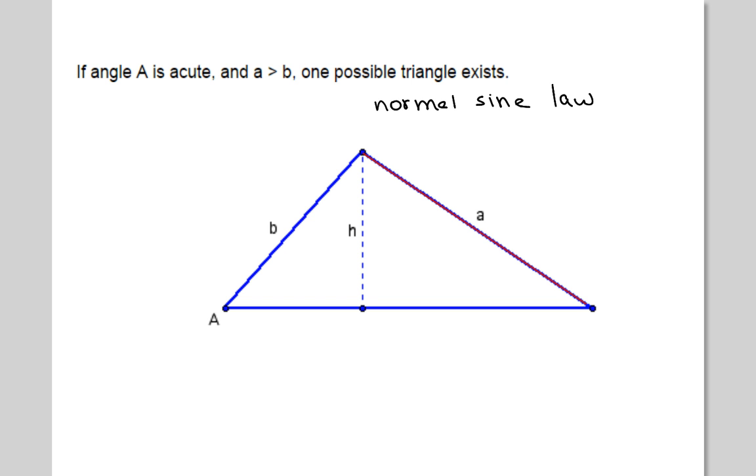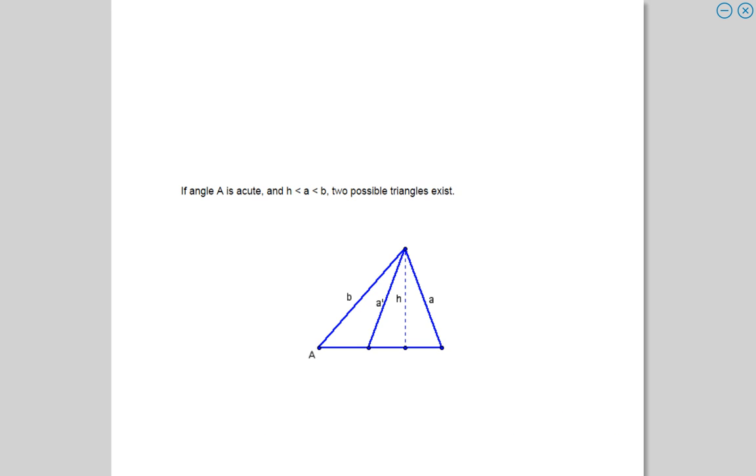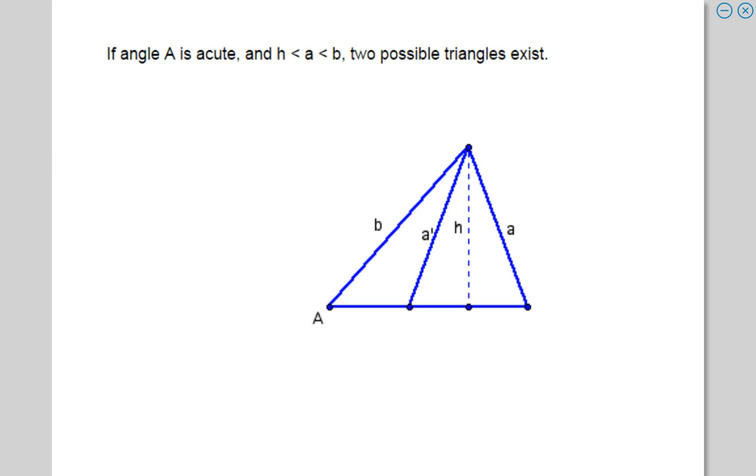I do believe it's the next one that we get into this two triangle possibility. All right, so people are done writing. Okay, let's take a look at this next one. This is the ambiguous case.